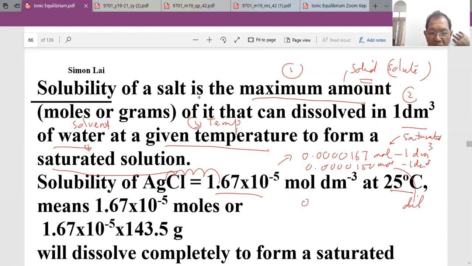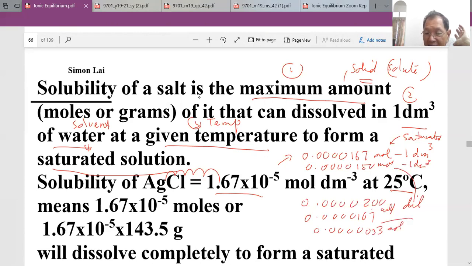If you put 0.0000200 moles, this one you get a precipitate. So you put inside here 0.00002 grams or moles, right? Only 0.0000167 will dissolve and leave behind 0.0000330 moles undissolved. This will be undissolved as what? Solid. That means you have solid that's in equilibrium with your dissolved ions.